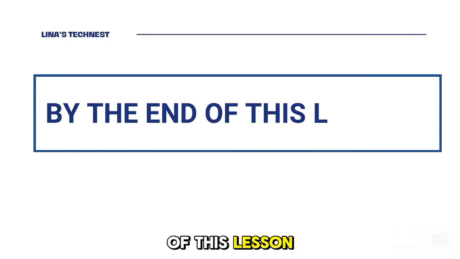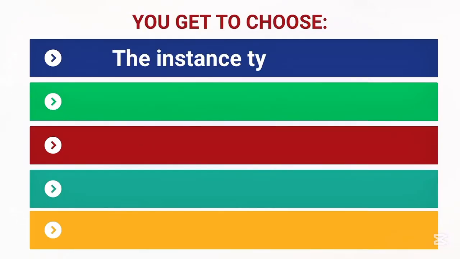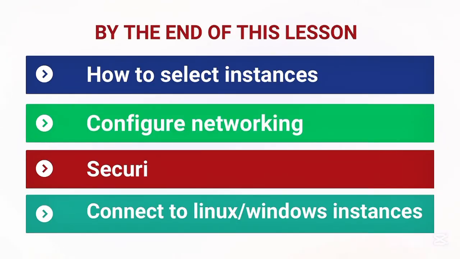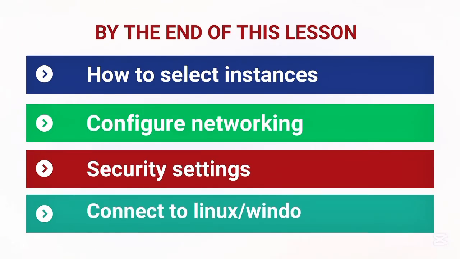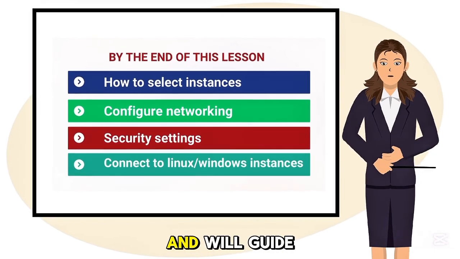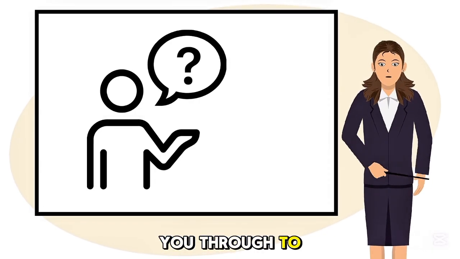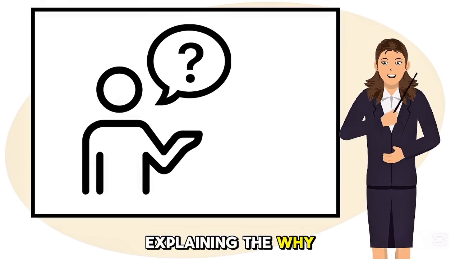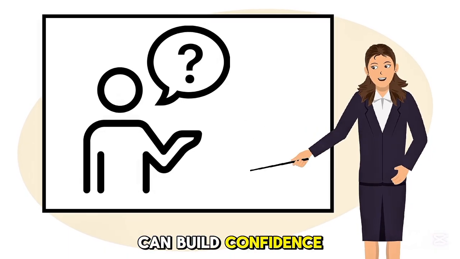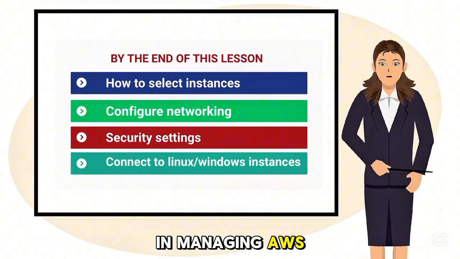By the end of this lesson, we will understand how to select an instance type, configure networking and security settings, and connect to both Linux and Windows instances using SSH, Secure Shell, and RDP, that is Remote Desktop Protocol. This lesson is hands-on and will guide you through every step, explaining the why behind each action so that you can build confidence in managing AWS instances.